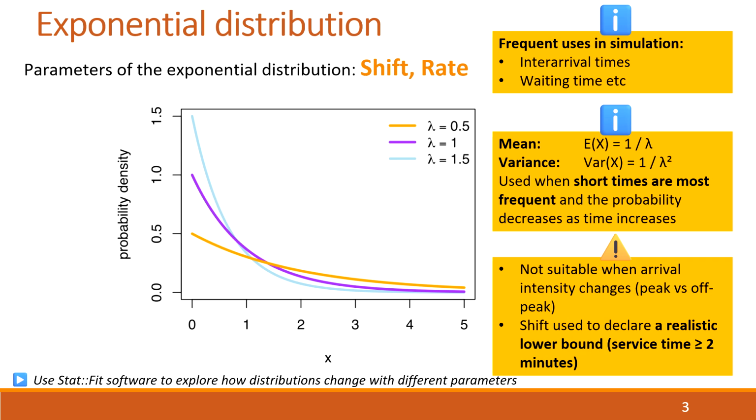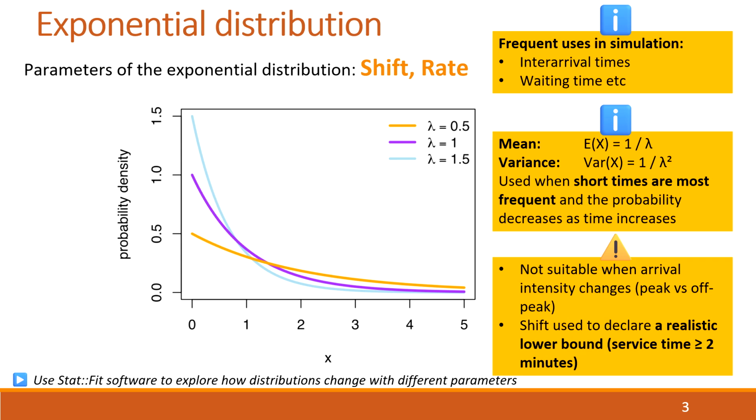The exponential distribution is commonly used in simulation for inter-arrival times and waiting times. Short times are most frequent and the probability decreases as time increases. This is the physical meaning of the curve which you are able to see right now. The mean equals 1 over lambda and the variance equals 1 over lambda squared. It's how we calculate mean and variance if the rate is known.